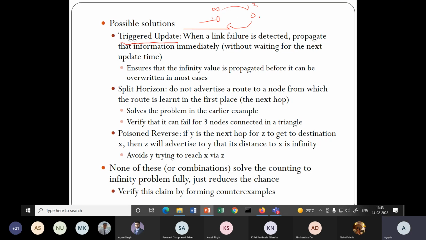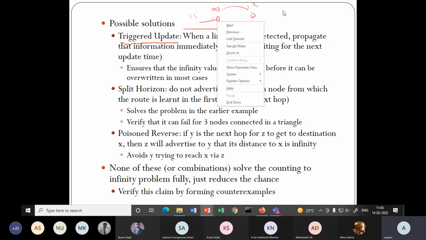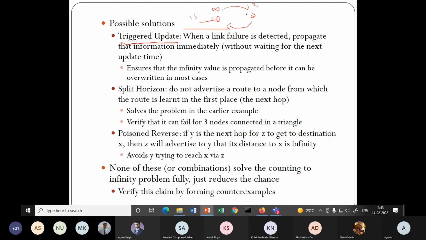So if you are lucky, suppose each node was sending an update every 30 seconds. Suppose this happened 15 seconds into the 30 seconds, you would have sent the infinity after 15 seconds, and maybe this is sent after 12 seconds. But then you are sending the infinity immediately so that it wipes out the 3 out there. You just make the infinity propagate fast.